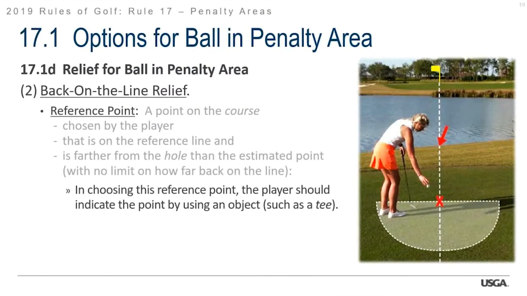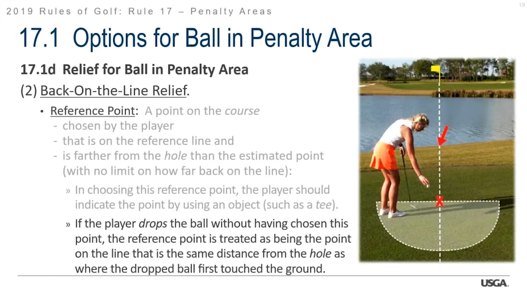Okay? As the rules talk about here in choosing this reference point, there's the word should right there. You should check that or mark that reference point with a tee, but it's not a requirement. The reason why we want the player to select that reference point is so we can see where the relief area is actually defined by the player. It's a lot simpler to come up with that, and you can mark it with a tee or any object that you want there. Okay?